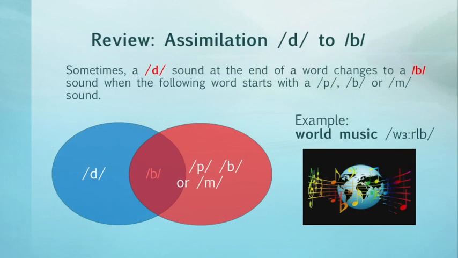So to review, sometimes a D sound at the end of a word changes to a B sound when the following word starts with a P, B, or M sound. A final example is world music.